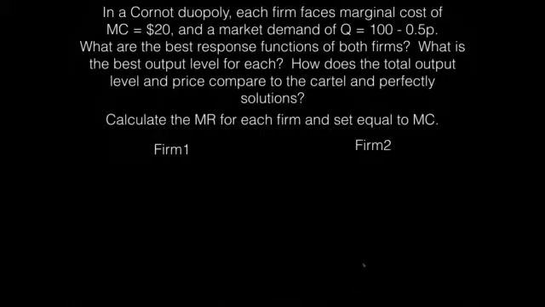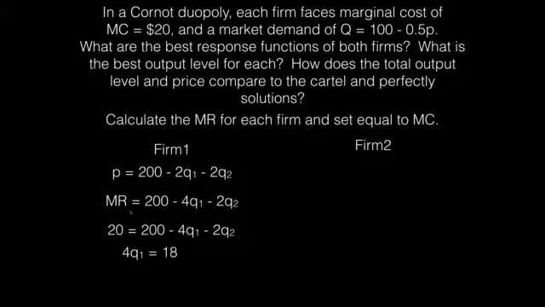So we want to find the marginal revenue curves for each firm. So we take that residual inverse demand function. And since it's linear, all we need to do is double the coefficient in front of the quantity. For example, if we're doing this for firm 1, we just double the coefficient in front of Q sub 1. So here in the residual demand function, it's 2. For marginal revenue, it is just double that, 4. So marginal revenue for firm 1 is equal to 200 minus 4Q sub 1 minus 2Q sub 2.